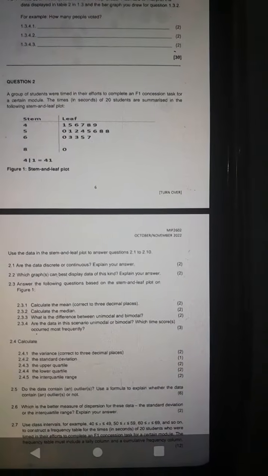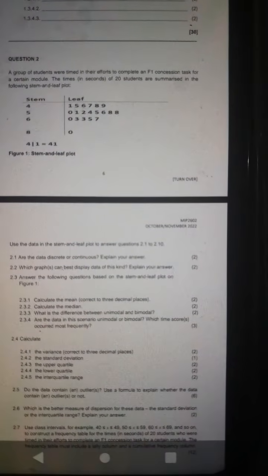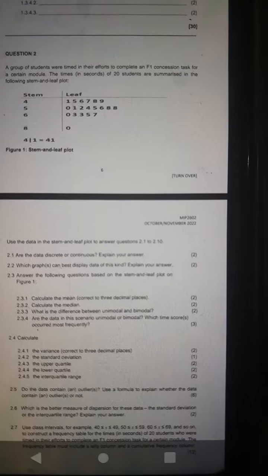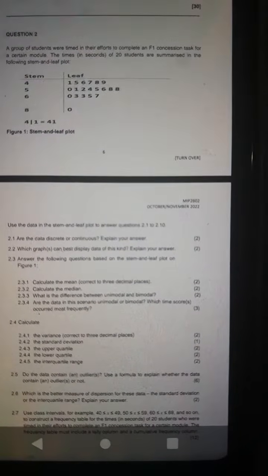First thing, guys, a group of students were timed in their efforts to complete a task for a certain module. The time in seconds of 20 students are summarized in the following stem and leaf plot. Right, stem and leaf plot, or we can say stem and leaf diagram. So use the data in the stem and leaf to answer questions 2.1 to 2.10.